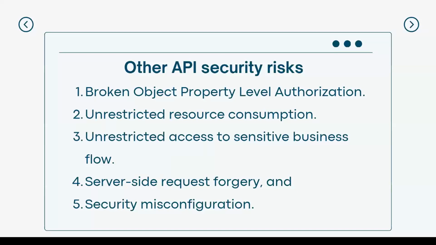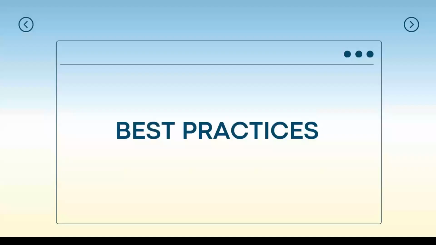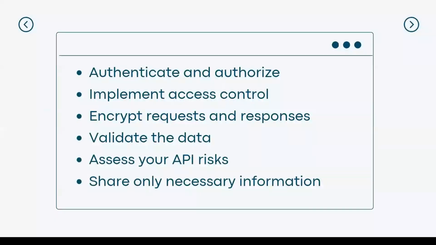You also have unrestricted resource consumption, unrestricted access to sensitive business flows, server-side request forgery, and then security misconfiguration. For API security best practices, the first speaker also gave some, so I won't dwell much on them, just on the ones we explained.